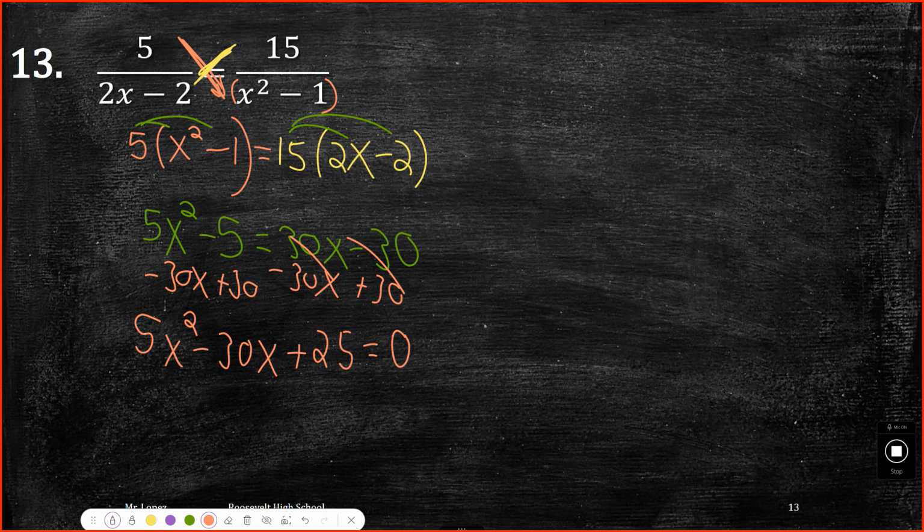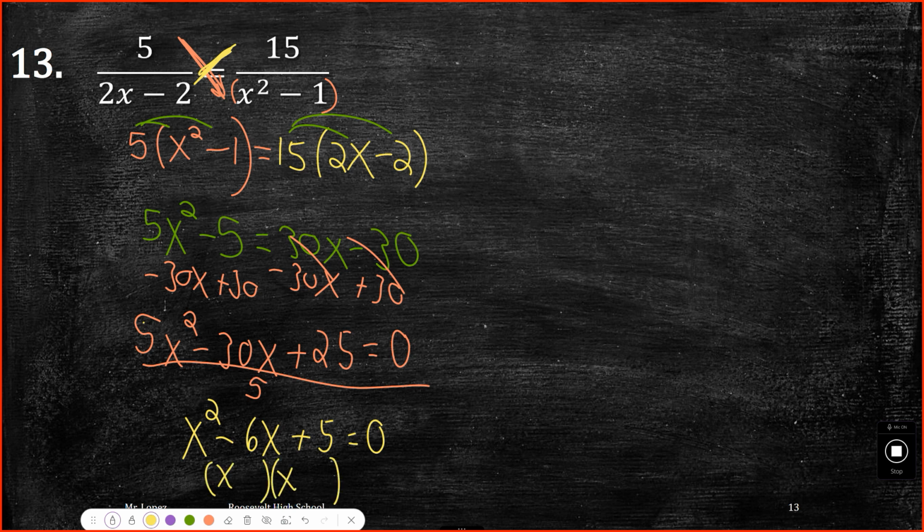Can I just factor out a 5 or just divide everything by 5? Yeah, let's divide everything by 5. If you divide everything by 5, you're going to have what? X squared what? I just want to get rid of that 5 so we can factor it. Divided by 5 everything, x squared minus 6x plus 5.